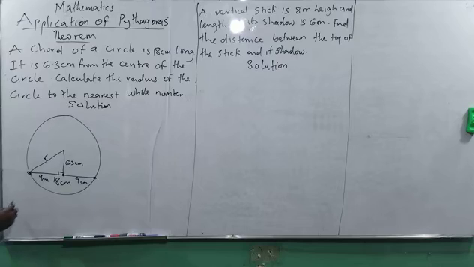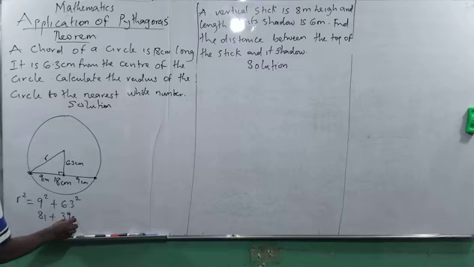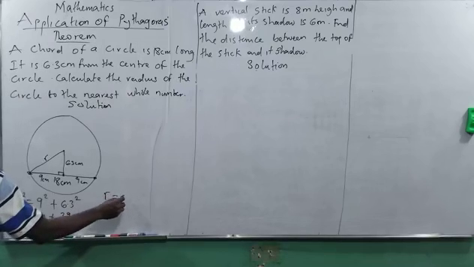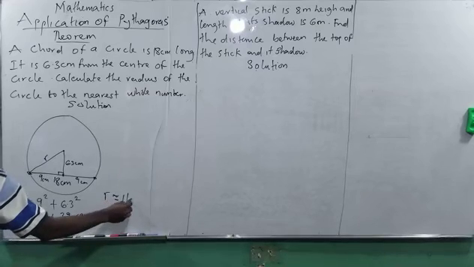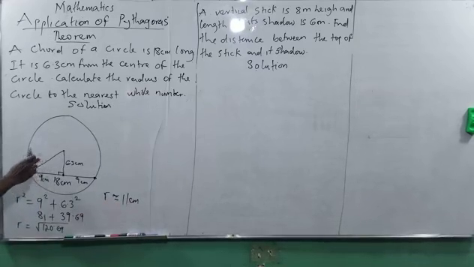I'm saying that my hypotenuse squared, which is r squared, equals 9 squared plus 6.3 squared. That is 81 plus 39.69, and my r is the square root of the addition of both, which is the square root of 120.6. It means my radius is approximately 11 centimeters.